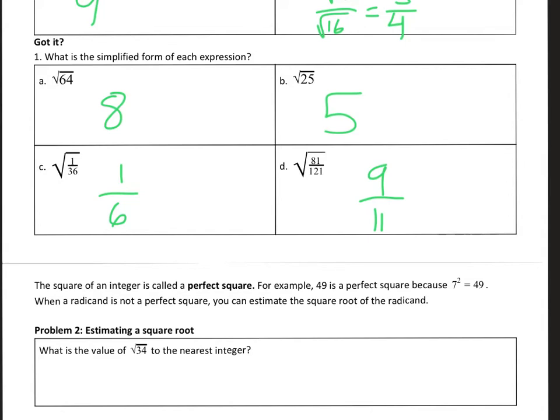If you used a calculator, that's okay, but the square root of 64 is 8, the square root of 25 is 5. For the fractions, I just think of it as I take the square root of the top and the square root of the bottom to evaluate that. So for 1 over 36, the square root of 1 is just 1. 1 times 1 is 1. The square root of 36 is 6. 6 times 6 is 36. Part D, square root of 81 over 121. The square root of 81 is 9. The square root of 121 is 11.